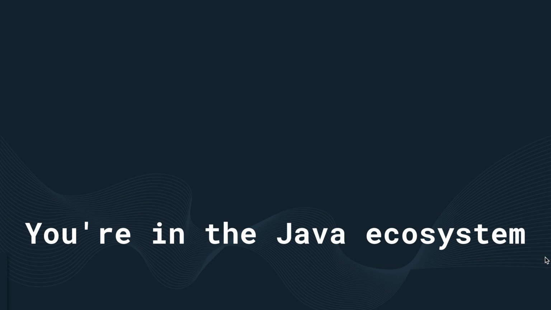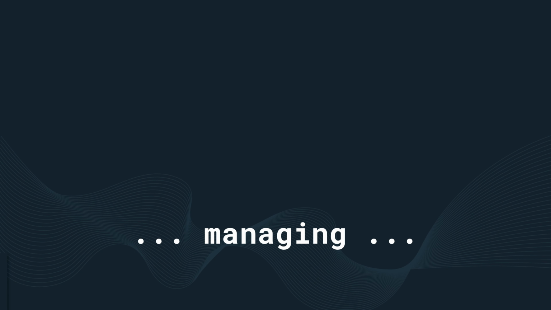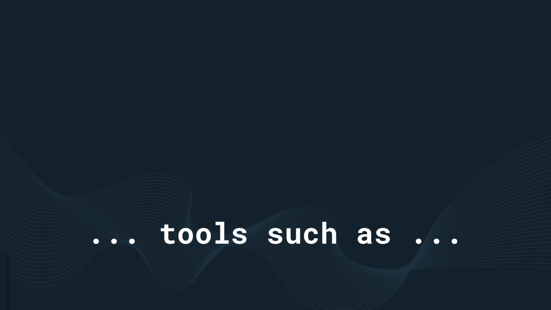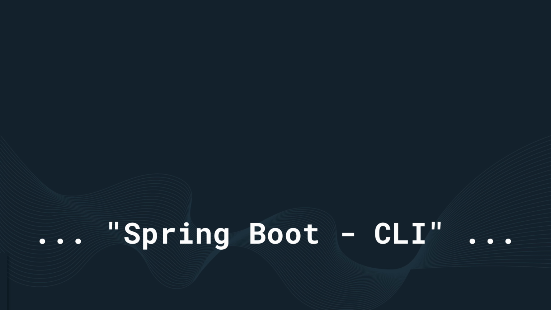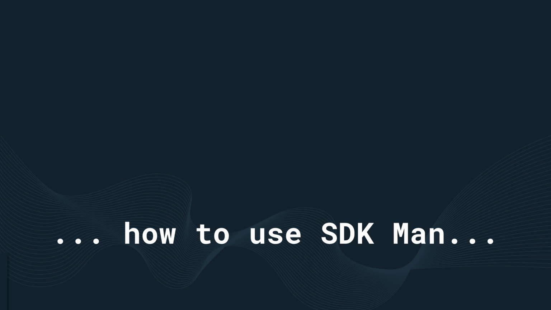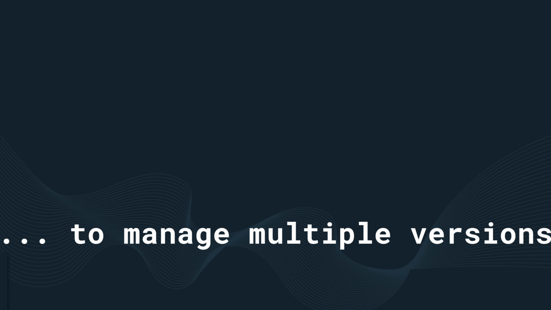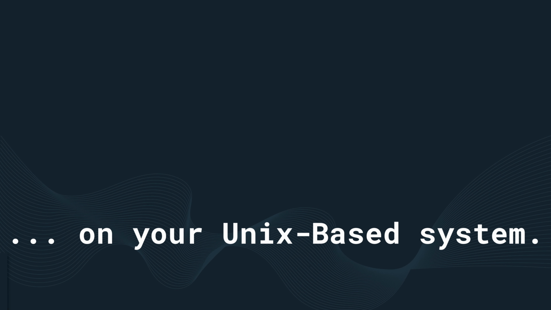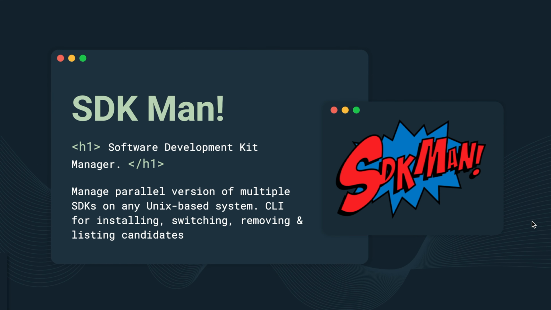You are in the Java ecosystem and you're tired of managing JDK versions manually on your machine. This includes tools such as Maven, Gradle, Groovy, Spring Boot CLI, and many more. Today, I'm going to show you how to use SDKMAN to manage multiple versions of software development kits on your Unix-based system. So what is SDKMAN?